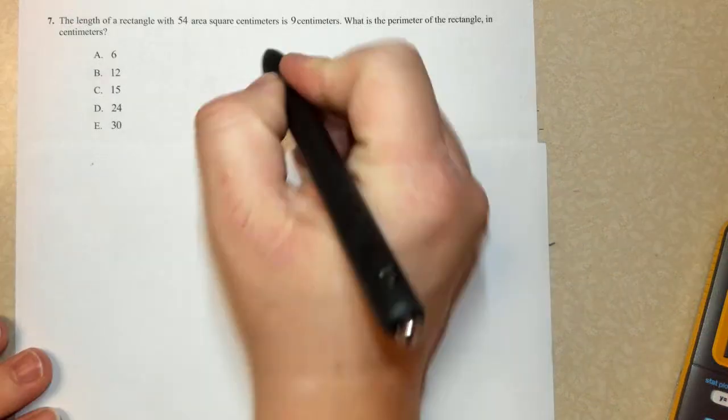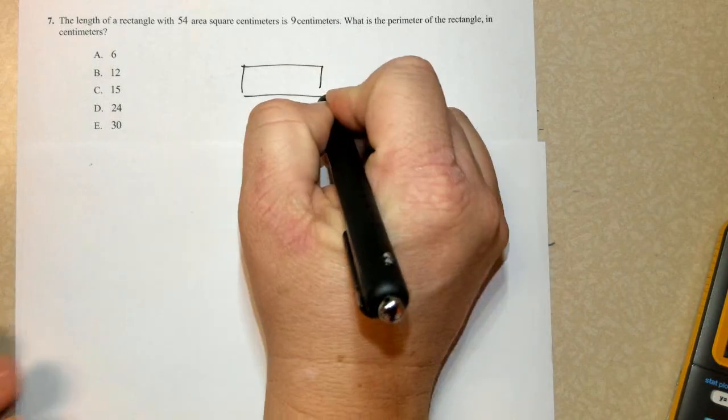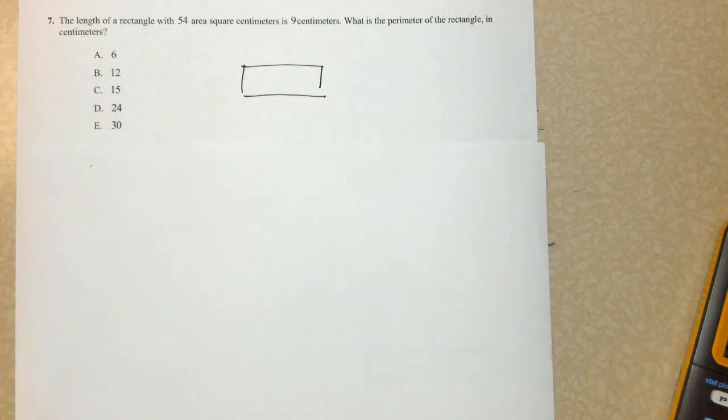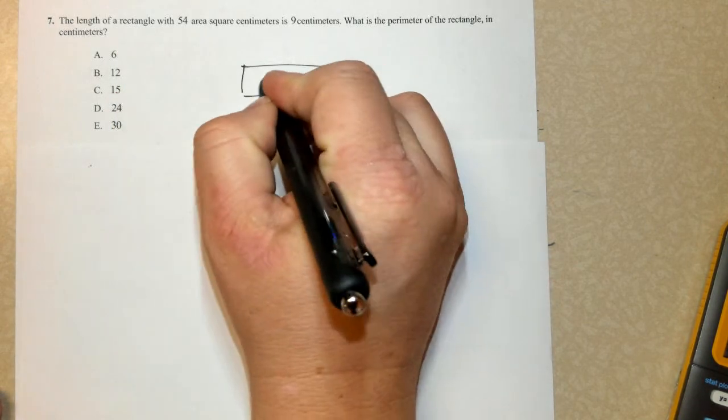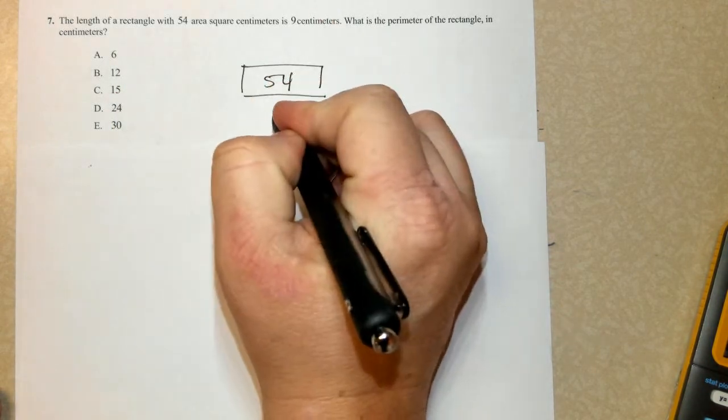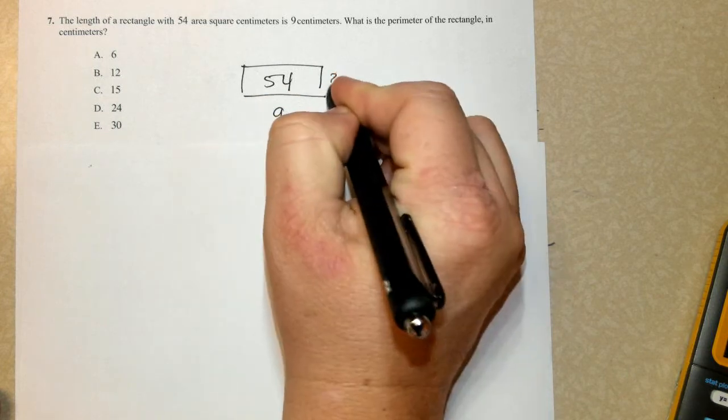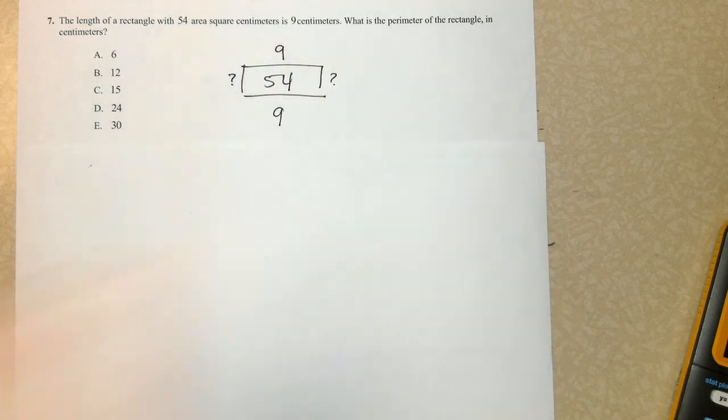Okay, so I know I'm working with a rectangle. If they don't provide a picture and you're able to model what is being said, you're probably going to have a better understanding of it. So it says we know the length of a rectangle with an area of 54 square centimeters is 9. So this is my length, it's 9. I don't know what the width is, and we want to come up with what is the perimeter.